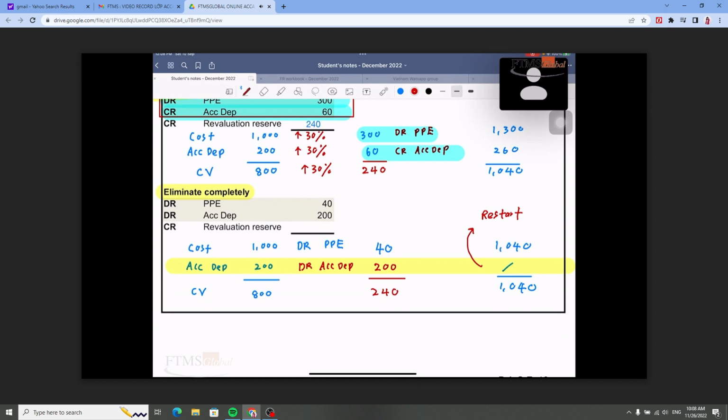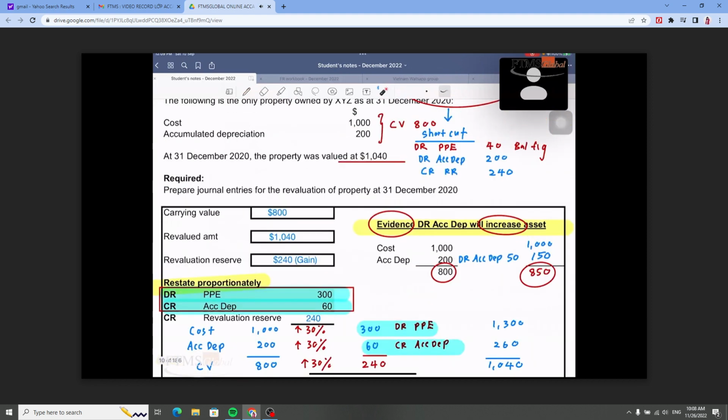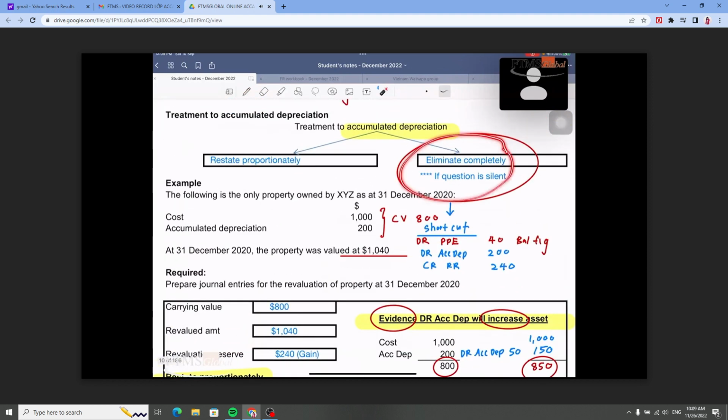Okay, next. This is more clean now. Of course, in practice, next time when you work, if you need to remove your accumulated depreciation, I would suggest you to choose this method. Eliminate completely, right? Everything removed, everything restarts, more clean. Don't use this method. This method still got balance left, become quite messy. So this is the recommended method.